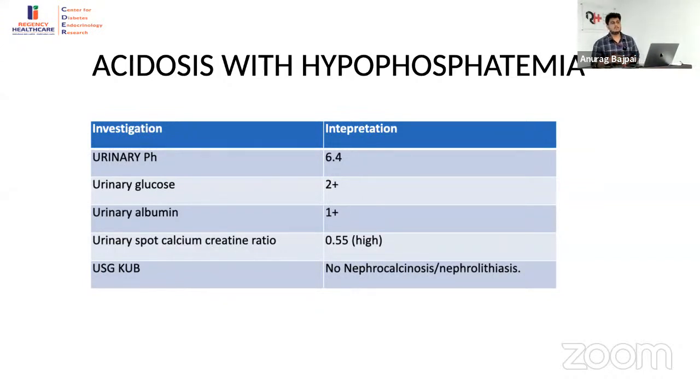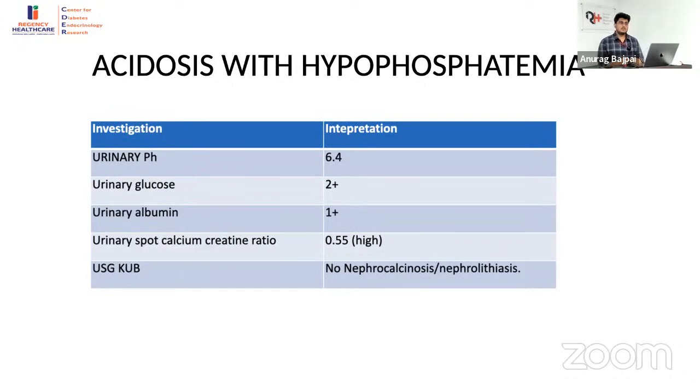Proximal versus distal. You have hypercalciuria. So more likely proximal or distal? Hypercalciuria can occur in both. And despite hypercalciuria, there is no nephrocalcinosis. What does it mean? Proximal.